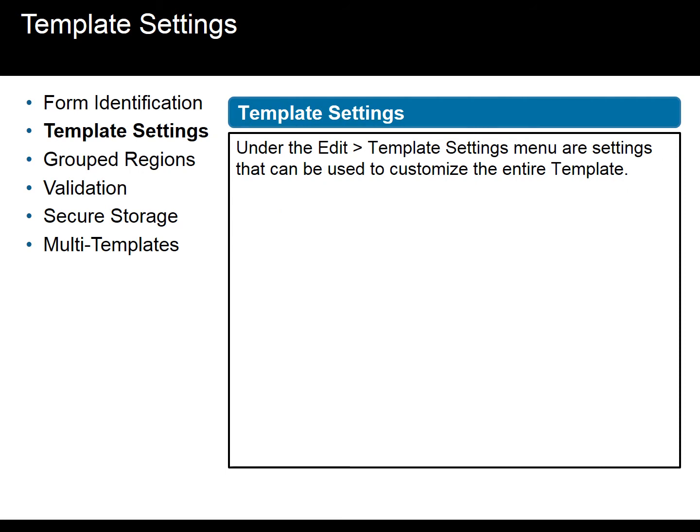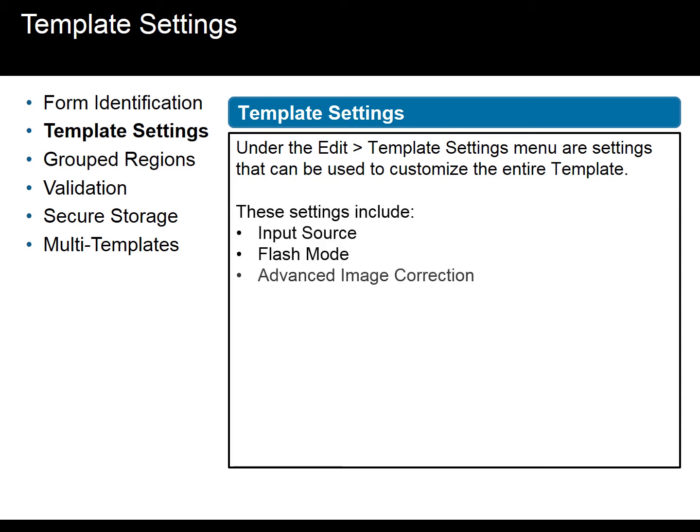Under the Edit Template Settings menu are settings that can be used to customize the entire template. These settings include Input Source, Flash Mode, Advanced Image Correction, and many others. While the defaults are set based on the template type, they can be customized to better suit workflow needs. Refer to the help documentation for details on each of the setting options.